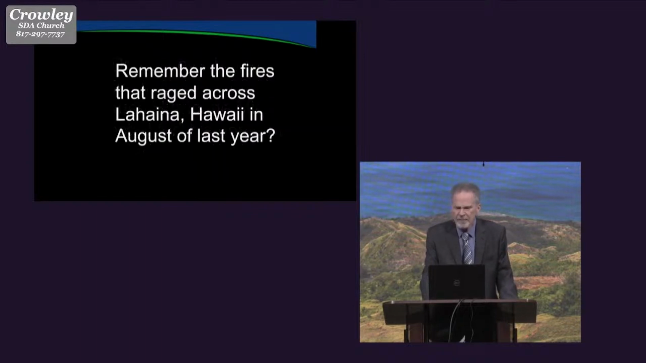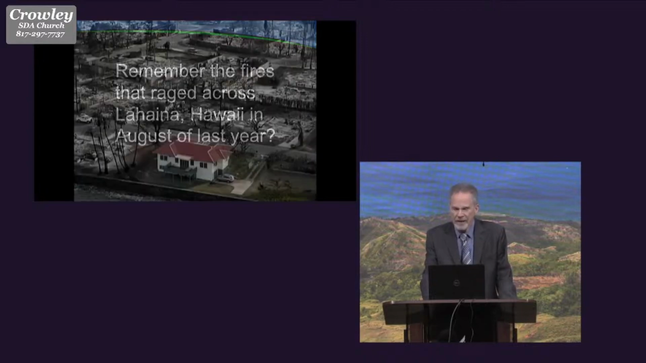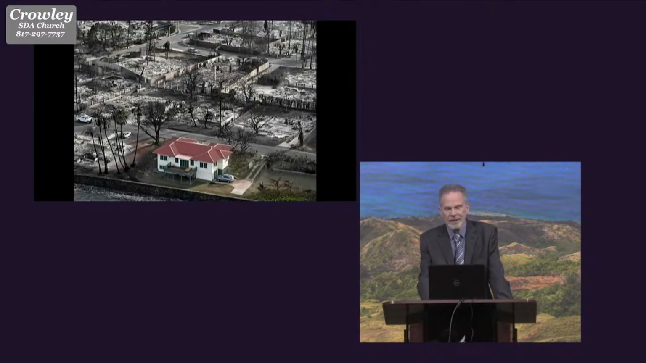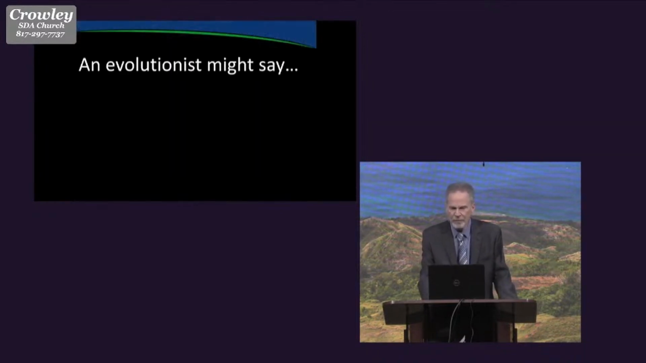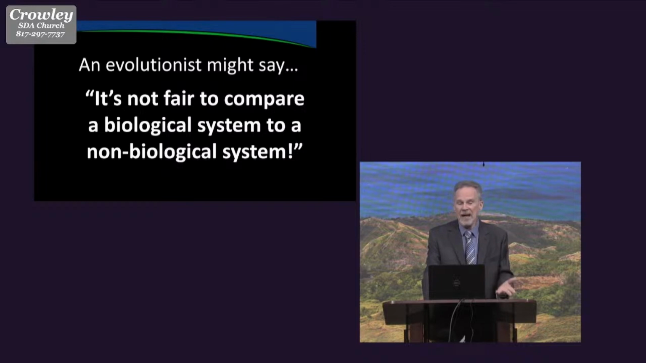Does anybody remember the fires that raged across Hawaii in August of last year, right? And a lot of homes were destroyed, entire neighborhoods were destroyed. There was one home that was built to be fire resistant. Did nature select for this home and select against all the other homes? You say, oh, come on, now you're talking in absurd terms. Well, we say, yeah, but does nature behave the same way with other organisms? No. Now, an evolutionist might say, well, it's not fair to compare a biological system to a non-biological system. They might say, well, that's like comparing apples to John Deere tractors or something.